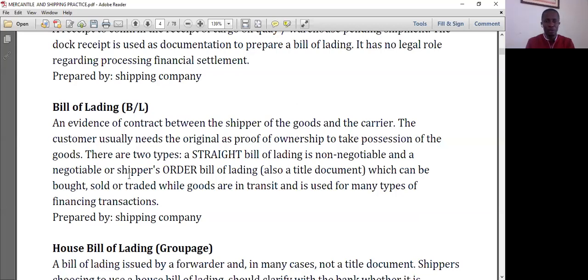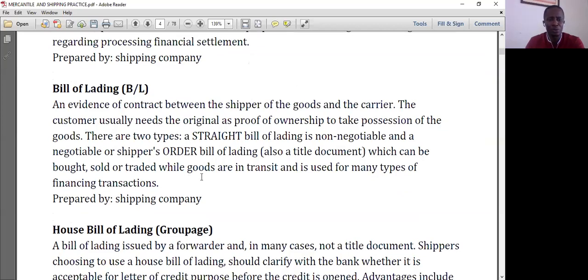So there are two types. We have what we call a straight bill of lading, which is non-negotiable, and we have one which is negotiable, what we call an order bill of lading. It can also be termed as the title document. It can be bought, sold, or traded while goods are in transit, and is used for many types of financial transactions.